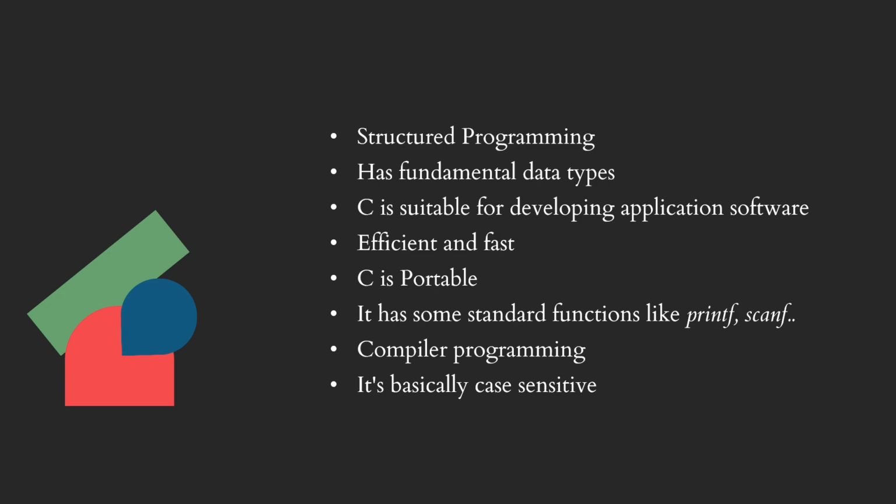C is a portable language. It means that the programs which you write on one PC can be run on another PC. C is a compiler-based programming language. It checks the whole code at once and displays the errors present in that code.